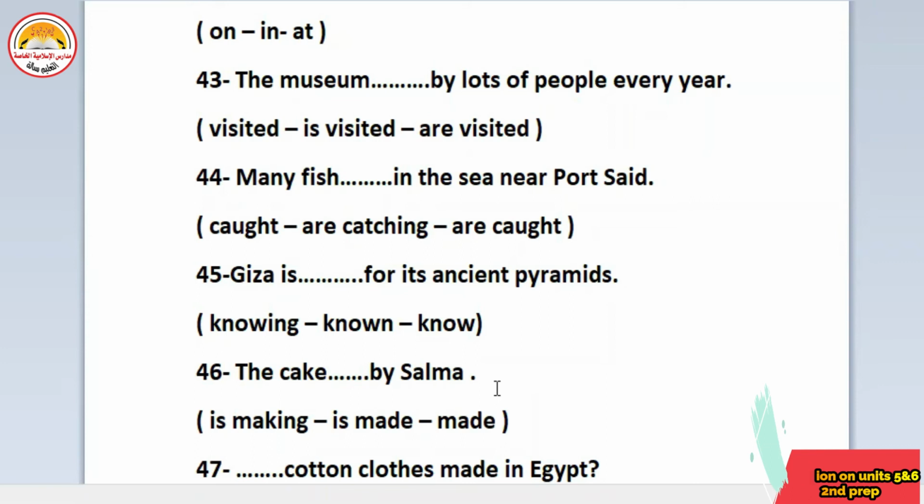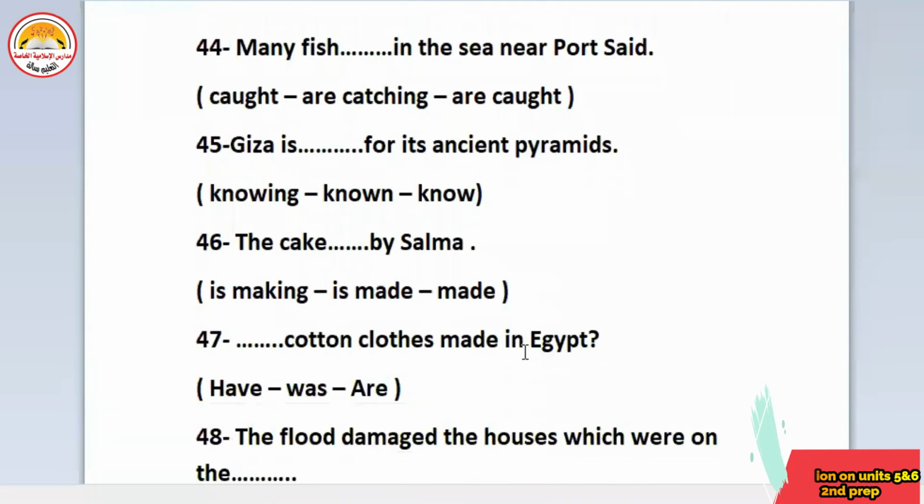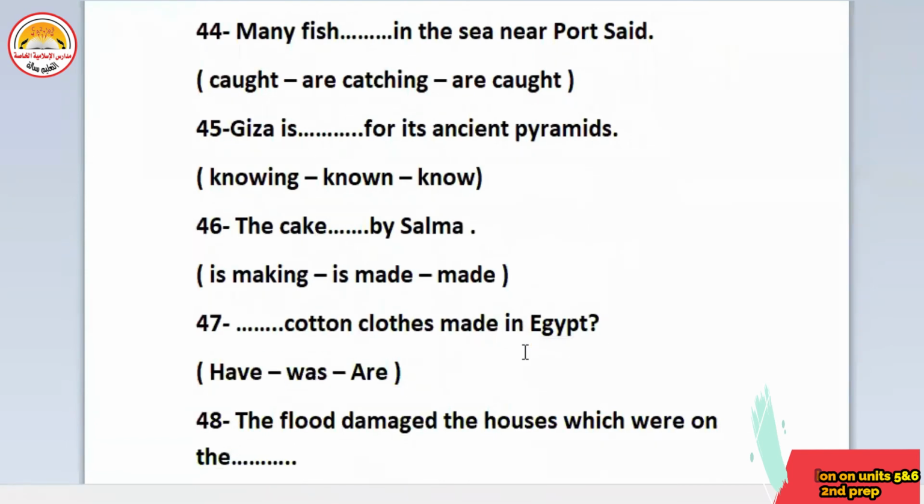Number 46, Hannah Lutfi. Hannah, can you hear me? The cake is made by Salma. Okay, very good, thank you. The cake is made by Salma. Very good, thank you. Okay, thank you. Number 47, Malak Ashraf.